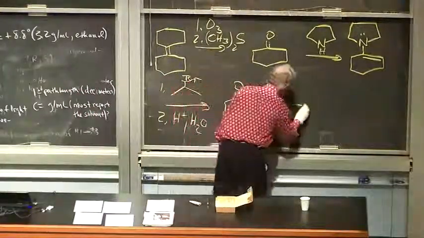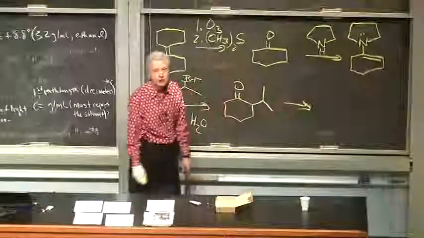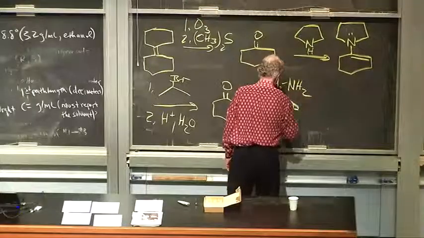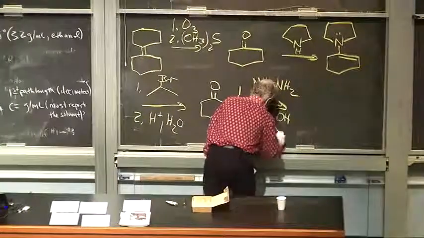And now we're almost there. To connect this to product, we need to remove the carbonyl. Okay? And that we can do most conveniently by Wolff-Kishner reduction, hydrazine, sodium hydroxide, delta. Okay.